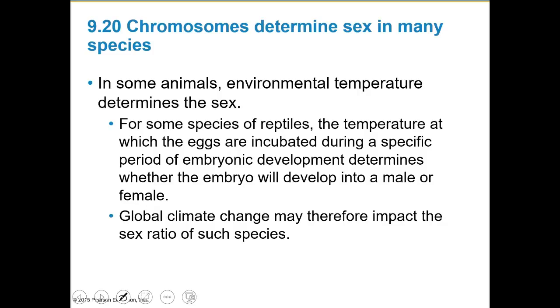In some animals, environmental temperature determines sex. For some species of reptiles, the temperature at which the eggs are incubated during a specific period of time determines whether the embryo will be male or female. So you do have some environmental factors at work. Global climate change may therefore impact the sex ratio of many species, because if we have warmer temperatures, then maybe we just develop a whole bunch of females.